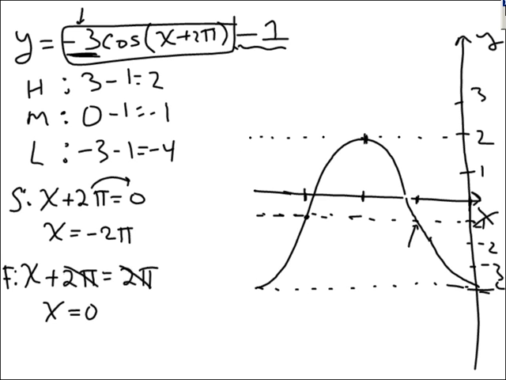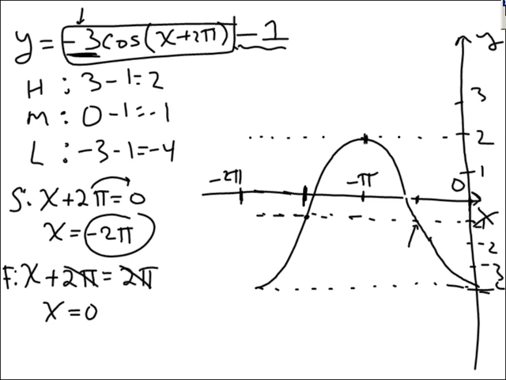Okay. Now we need to find what? We need to label the points. Okay. I know that their start is at negative 2 pi. And I know that the finish is at 0. What's in between 0 and negative 2? Negative 1 pi.